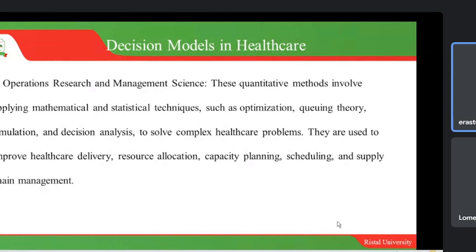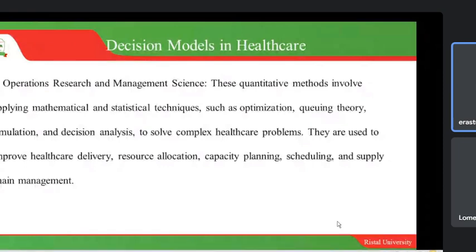And also, of course, we have what we call simulation, where we use computer-based or physical models that replicate real-life scenarios and medical procedures or healthcare systems. So, for example, under simulation, we can have what we call patient safety, and this is meant to identify and utilize patient safety.